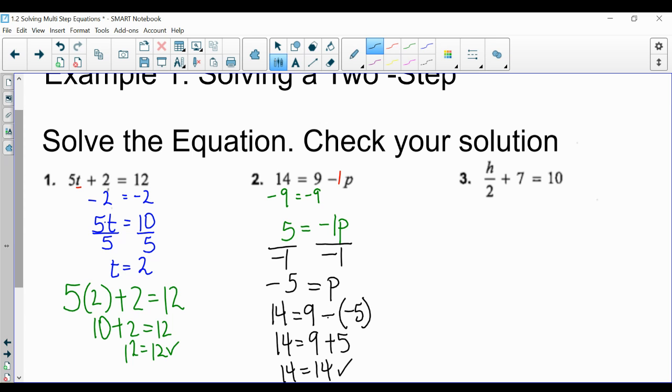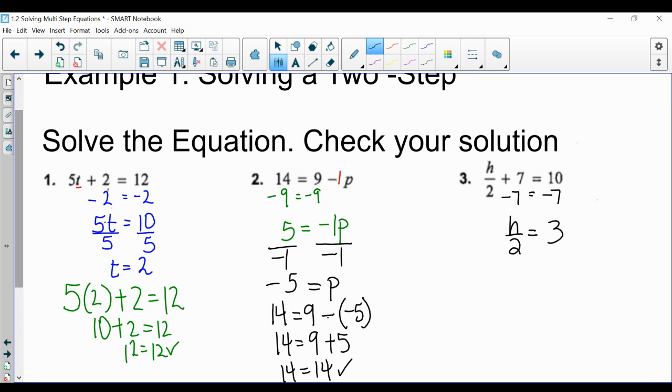So looking at it, we know we need to isolate the variable. So we're always going to do addition, subtraction first. So I have a positive 7, so I'm going to do a negative 7. So I'm going to move that 7 to the other side. So I know I just subtracted both sides by 7 to do the inverse operation. So now I have h over 2 is equal to 3.